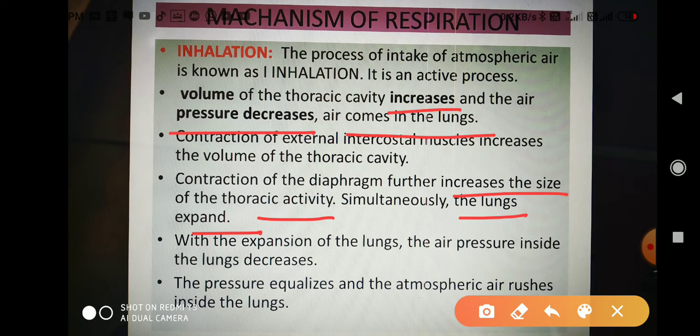Yes, the volume of the lungs increases, or the lungs expand, and due to that, a decrease in the air pressure is caused, and air rushes inside the lungs.